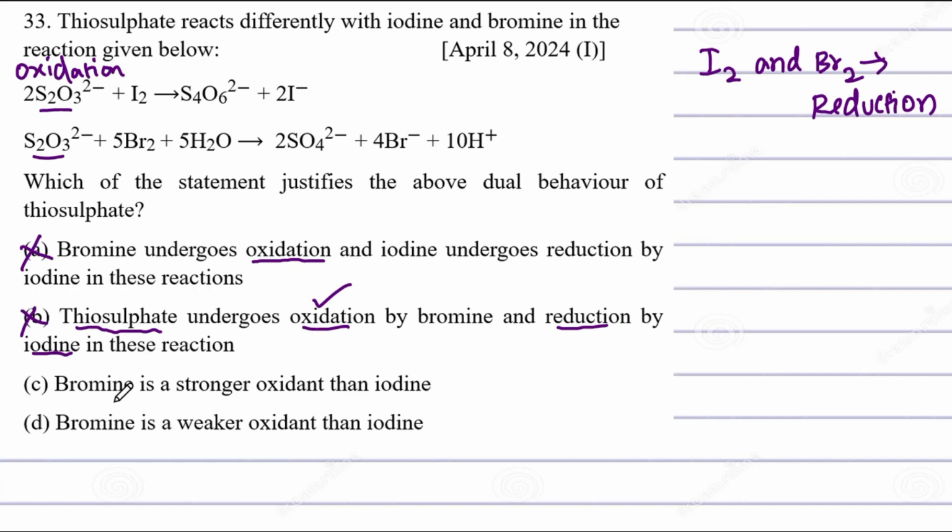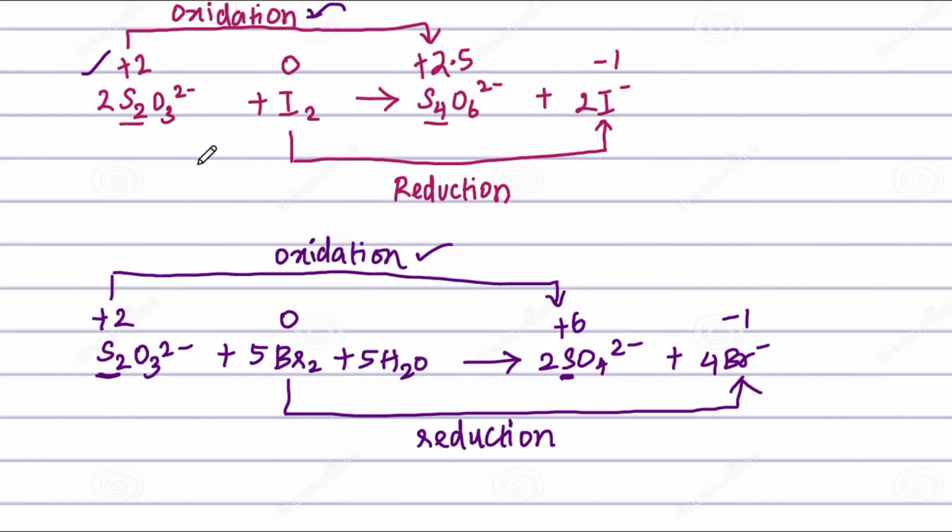Now the third and fourth statements. Bromine is a stronger oxidant than iodine, and the fourth statement is bromine is a weaker oxidant than iodine. Now let us check that. Just see the difference in oxidation number on the reactant side and the product side for both the equations. For the first equation, the oxidation state of sulfur changes from +2 to +2.5. There is only a difference of 0.5. But in the second equation, the oxidation state of sulfur changes from +2 to +6. So the difference is large.